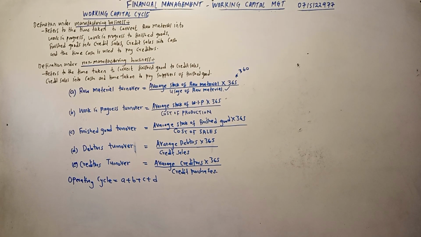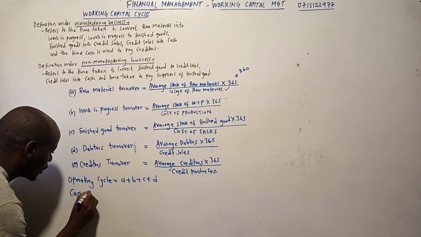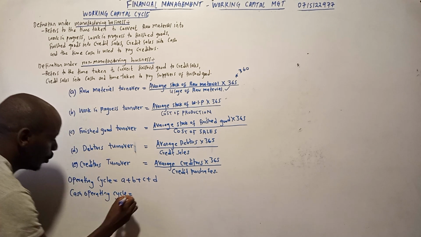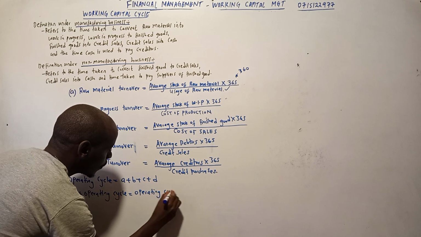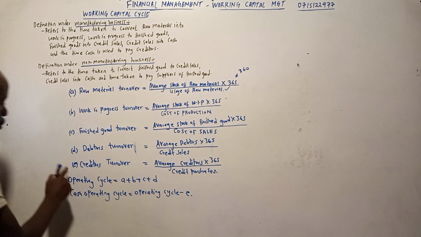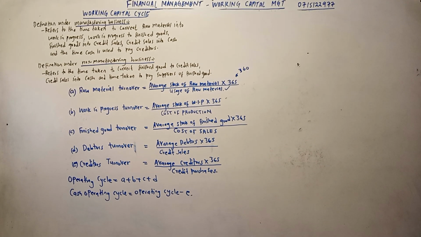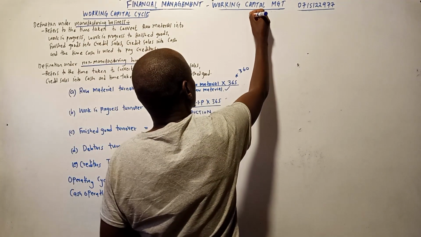And then number 2, cash operating cycle. Cash operating cycle will be operating cycle minus E. So operating cycle minus E. You can go to a past paper. So I will do questions on this side, and I'm not going to delete this part.